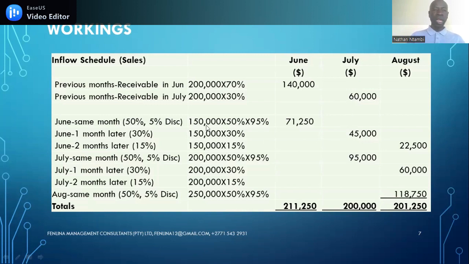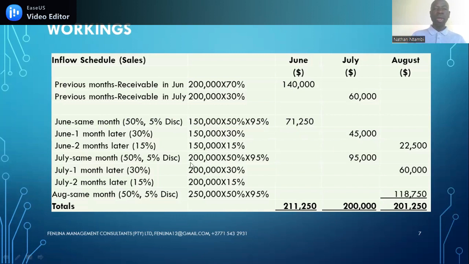The sales for June are going to be 150,000, of which 50% is receivable in the same month at a discount of 5%, meaning that you are going to receive 95% of the 50% of the 150. And that's why we are saying 150 times 50% times 95%, which gives us 71,250. A month later, we are going to receive 30%. So we multiply 150 times 30% to give us 45,000.